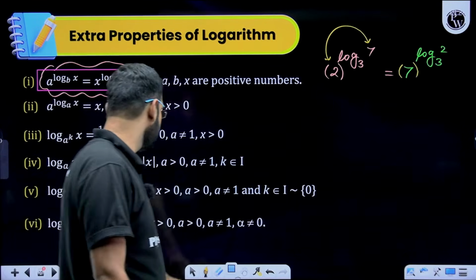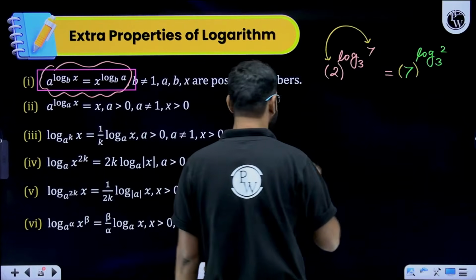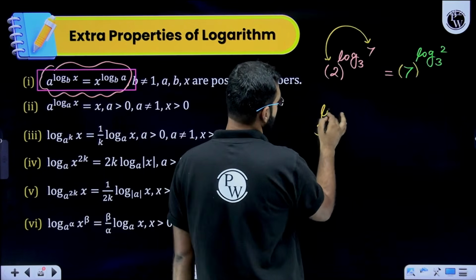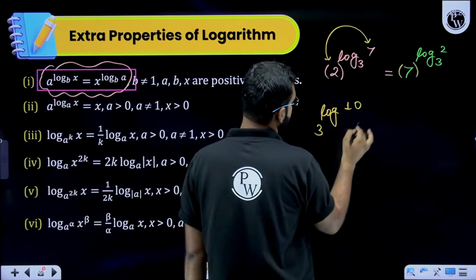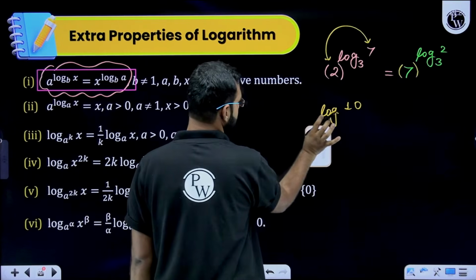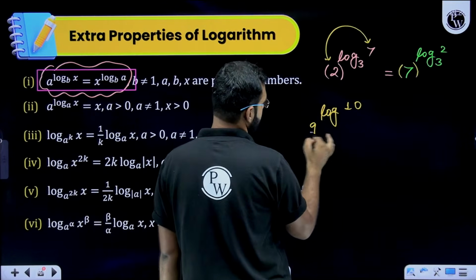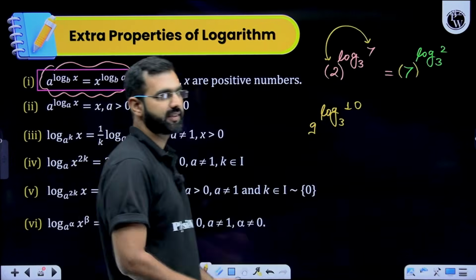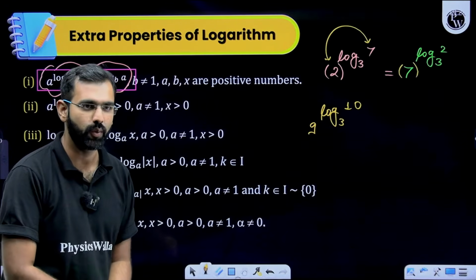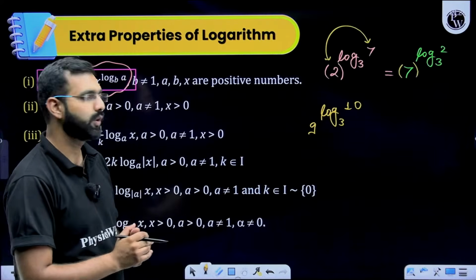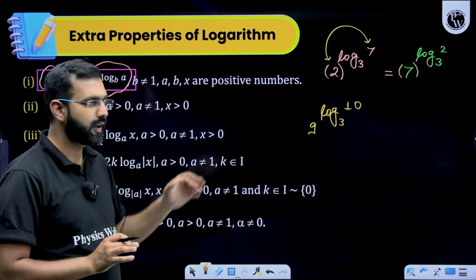Now let's say I give you a simple example and ask you what the answer will be. Let's say I ask you 3 to the power log 10 at base, let's say instead of 3, it is 9. So 9 raised to the power log 10 base 3. What will be the answer in that case? Can you answer that question? I'm just asking you a simple question: 9 raised to the power log 10 base 3.